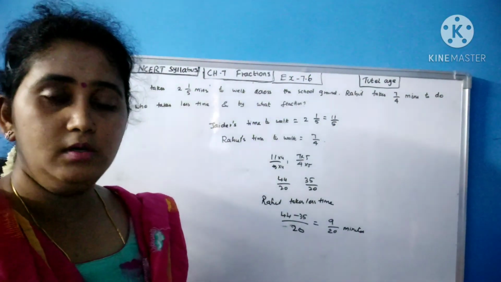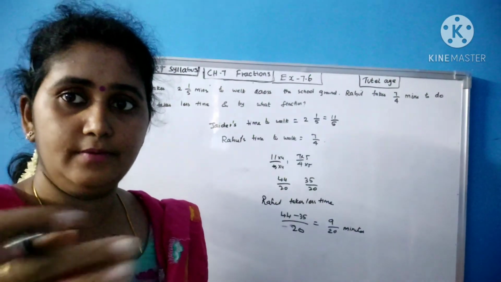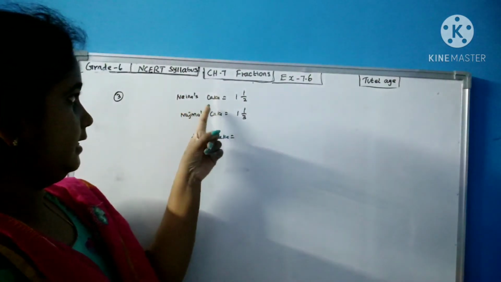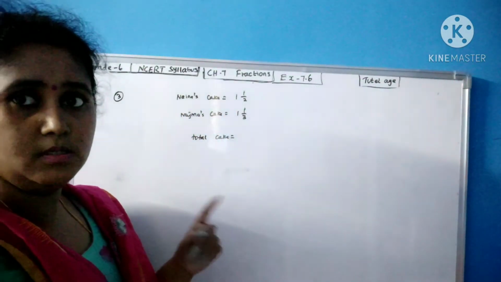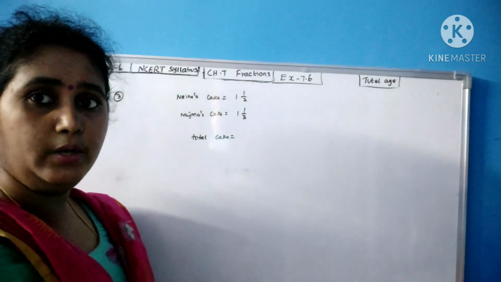Okay, so now we will move on to that one sum. I said no, I made a mistake. We will see that sum now. So already we saw the sum. Naina is taking 1 1/2 pieces of cake and Najma is taking 1 by 3 piece of cake. They are asking for the total pieces of cake.